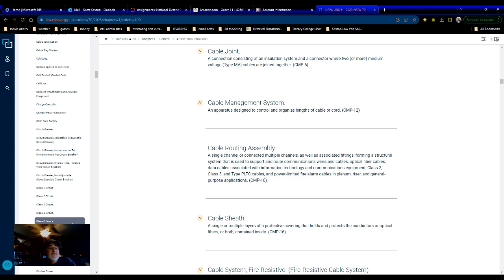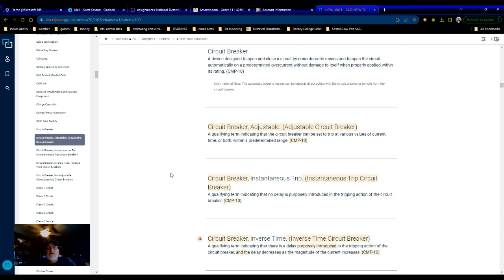Let's go on down through here. Circuit breaker. And this will catch up to us in just a second. A device designed to open and close a circuit by non-automatic means and to open the circuit automatically on a predetermined overcurrent without damage to itself when properly applied within its rating.